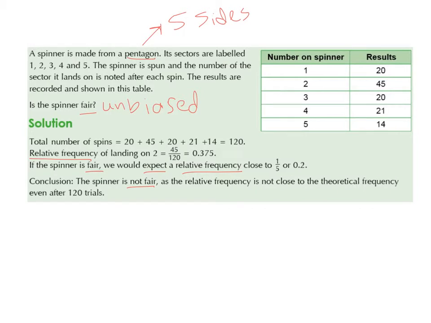45 is much higher than most of the numbers. All the rest seem to be around 20 or less. So we would predict that the spinner is biased to landing on the 2. So there could be a weight put into the spinner to make it land on 2 more often. So this spinner is biased because the results, the numbers, are not close together even after 120 trials. And remember, the more trials you do, the more realistic the results.